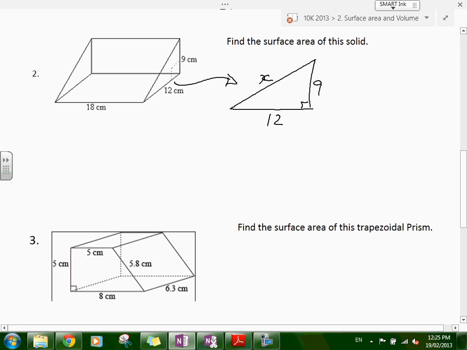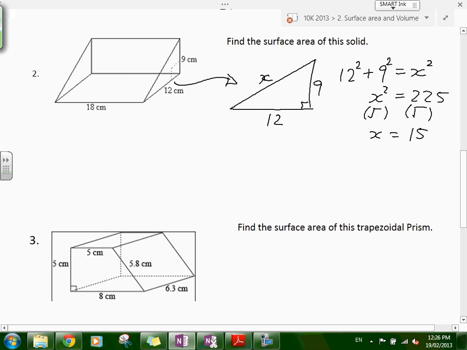Pythagoras' theorem. And what is Pythagoras' theorem? Good. 12 squared plus 9 squared equals x squared. I'll flip it around. So 12 squared is 144 plus 81 is 225. So x squared equals 225, and the square root of both sides, x equals 15. And so we now know that the slanted side is 15, and so we can work out all the different areas.